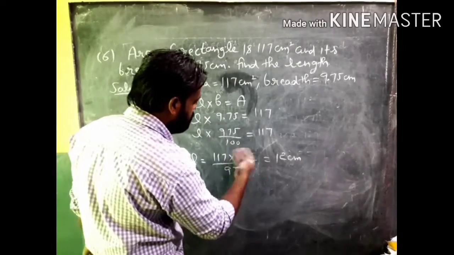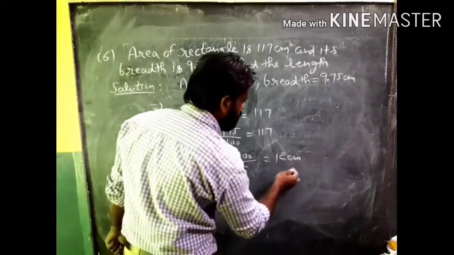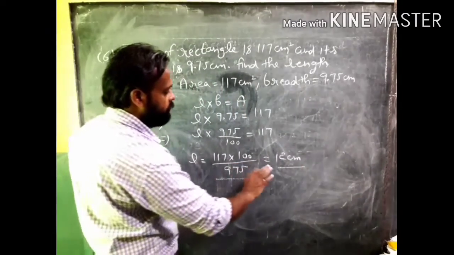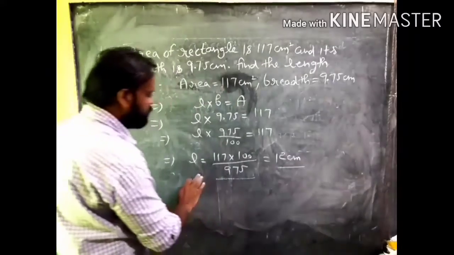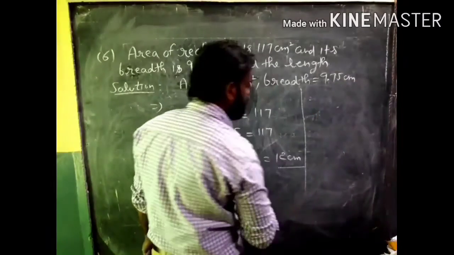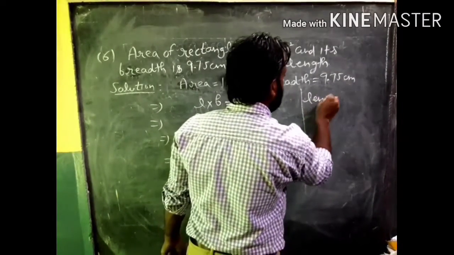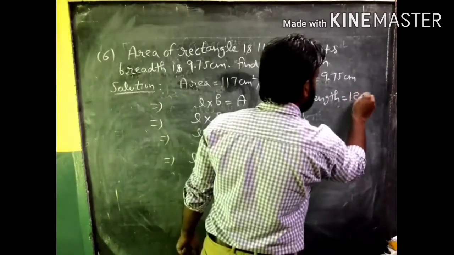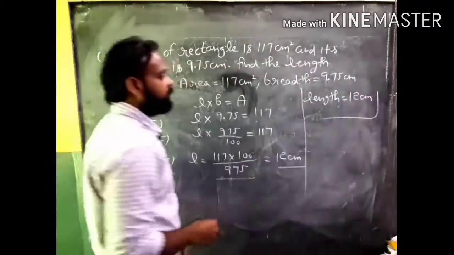So after cancellation, after doing a little calculation, you can see it will become 12. So you do this calculation by yourself. It will become 12 centimeters. So basically the value of the length that we have to find out here is 12 centimeters. So this is the answer.